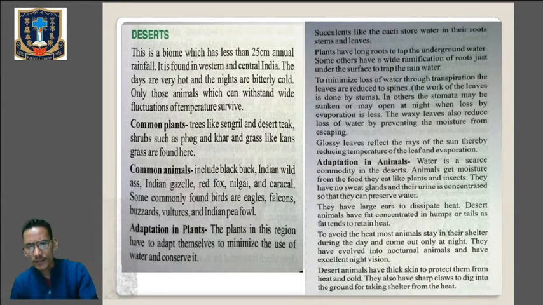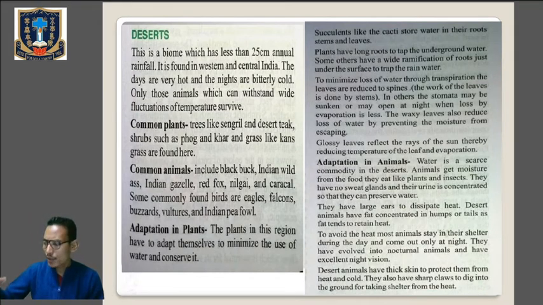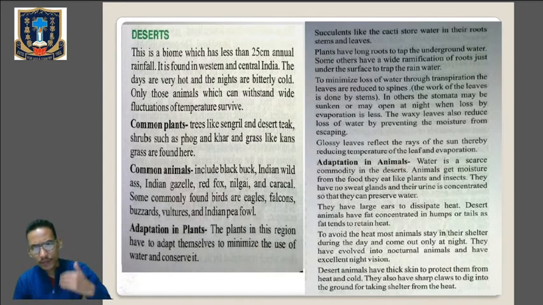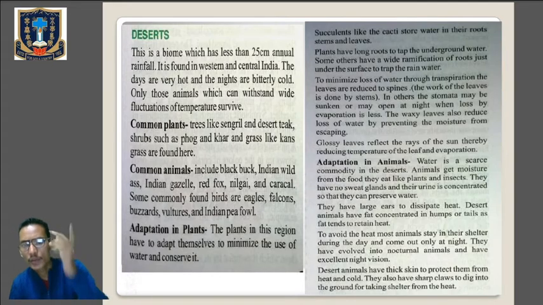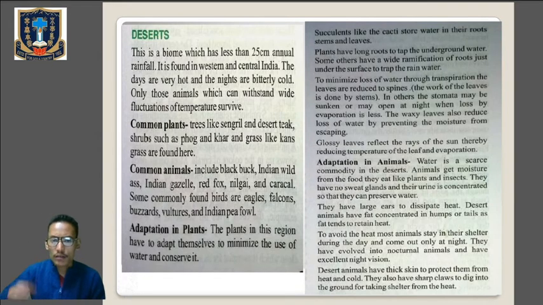Succulents like cacti store water in the roots, stems and leaves. Some plants have long roots to tap the underground water so that they can absorb water from below the surface. Some others have a wide ramification of roots just under the surface to trap the rainwater. To minimize loss of water through transpiration, the leaves are reduced to spines.